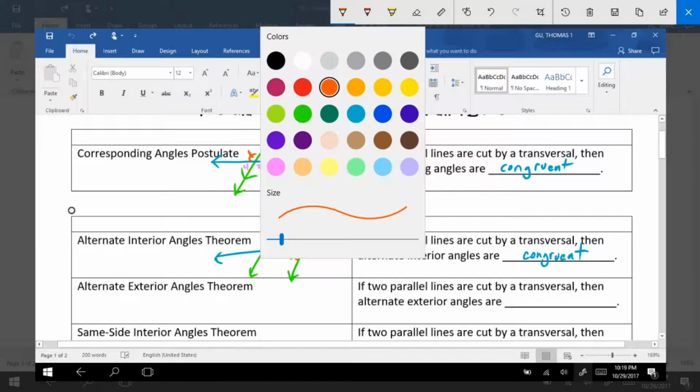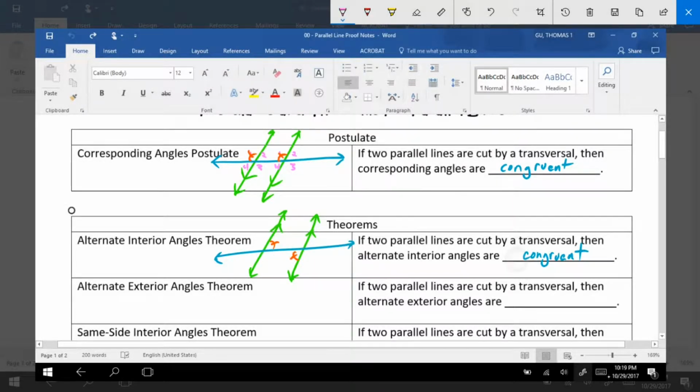And where's the other pair of alternate interior angles? Right here, boom and boom. And those two are congruent as well. So that is the next one, the alternate interior angles theorem. Make sure you write that one when you use this rule in a proof. Let's go to the next one.